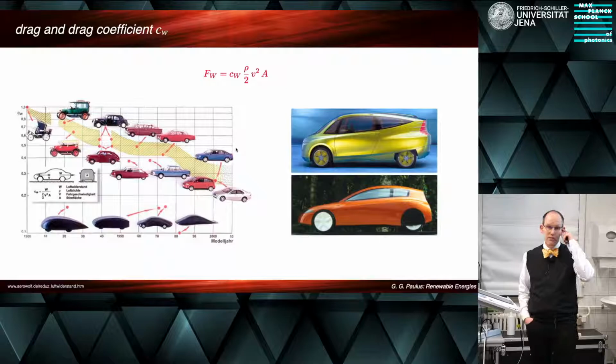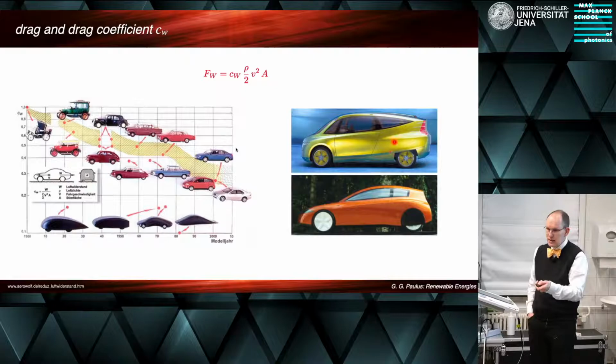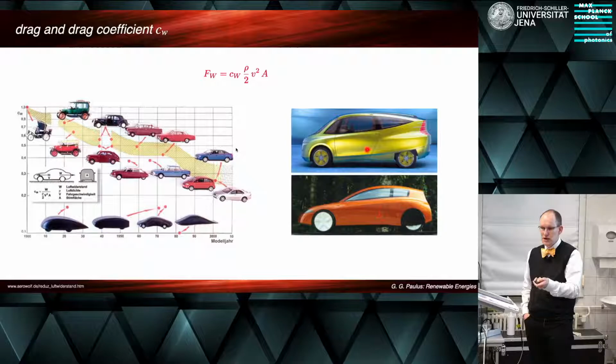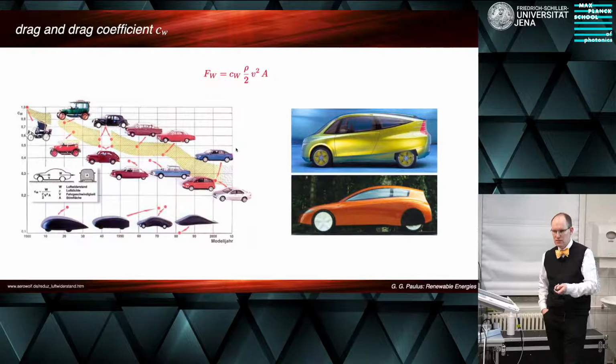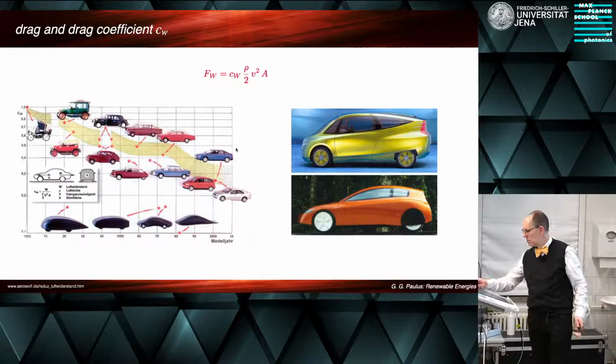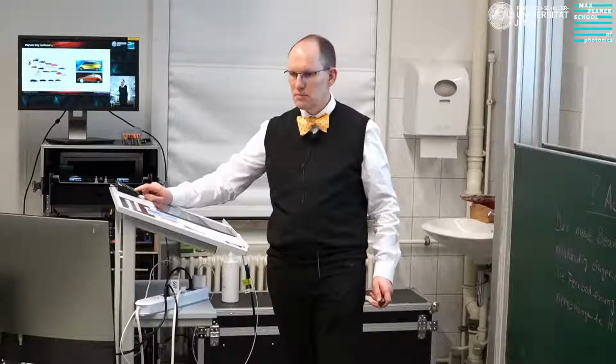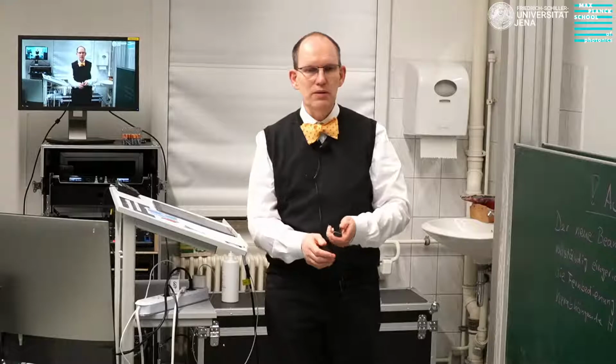then at least I would guess that this car has a higher CW value than this one. Well, actually, they have the same CW value of 0.2, somewhere just here at this line. And if we speak about saving fuel in cars, then of course a low CW value is important.